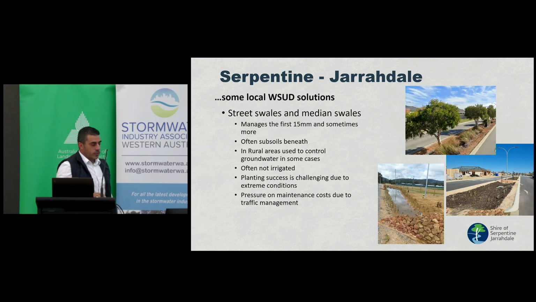Some other examples are street swales and median swales. So these typically manage the first 15 mil and sometimes more. Again, subsoils are required for those. And this is in the Serpentine Jarrahdale scenario, given the soils we have to deal with. The rural areas used to control groundwater in some cases, especially those agricultural drains. They're often not irrigated. The plant success is challenging due to the extreme conditions again, and again pressure on maintenance costs due to traffic management costs as well.